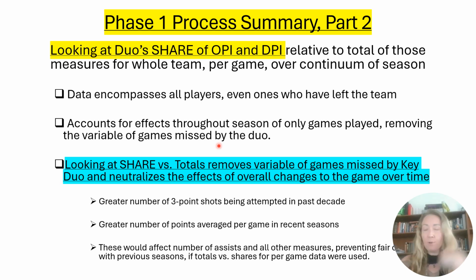So the most important thing, I think, about using the share versus the totals is because this will neutralize the effect of overall changes to the game over time. And what I mean by that is that the trend in the NBA lately, if you're a fan, you've definitely noticed that there's a greater number of three-point shots being attempted in the past decade, a major greater number. And that's led, among other things, to a greater number of points averaged per game in recent seasons. So if we use the totals, we wouldn't really be able to compare current duos to duos of the past because all the measures would be skewed by the changes in the game. Moving on.